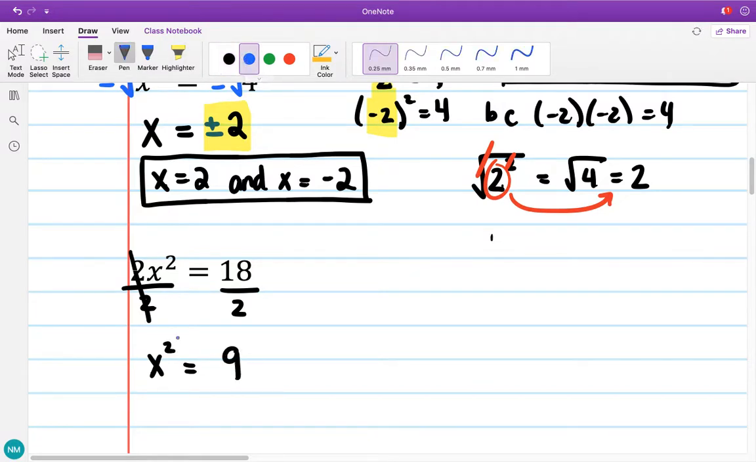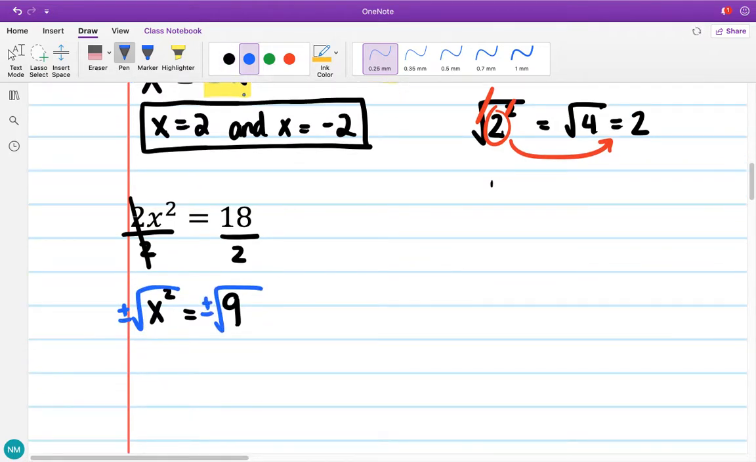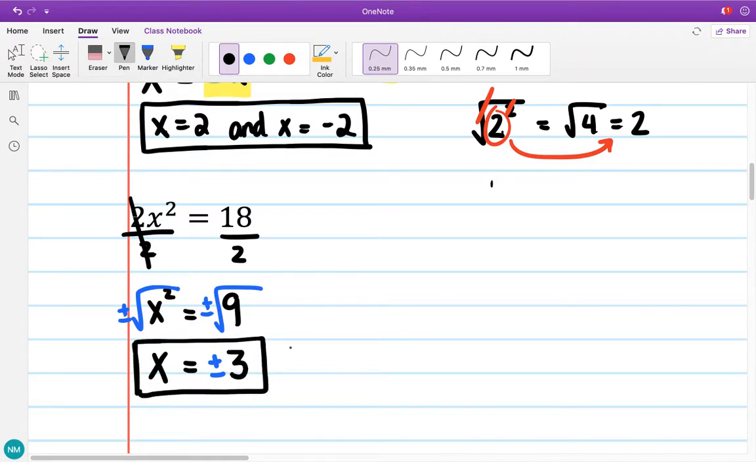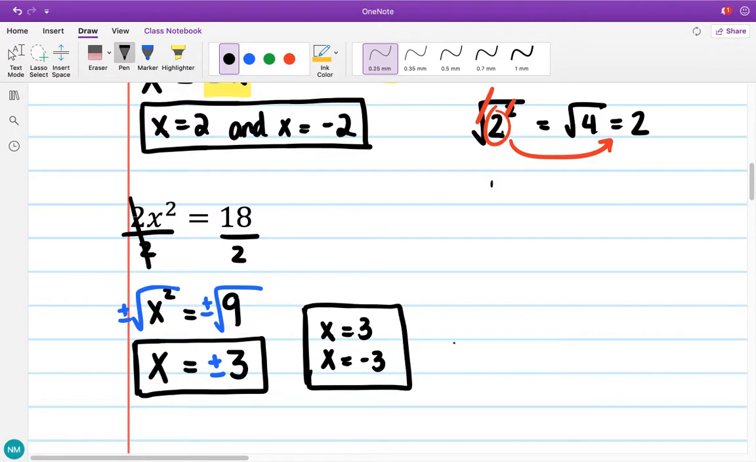And so what do I have to do? I have to get rid of that squared. So I take the plus or minus square root. And so I get x, so this cancels out. x equals plus or minus the principal square root of 9, which is 3. I can keep it like this, or I can write it as x equals 3 and x equals negative 3. Or you can write it as x equals 3 and negative 3. These are all saying the exact same thing.